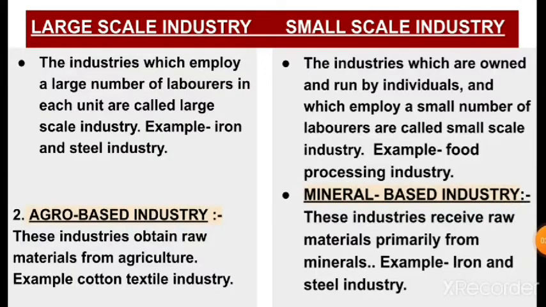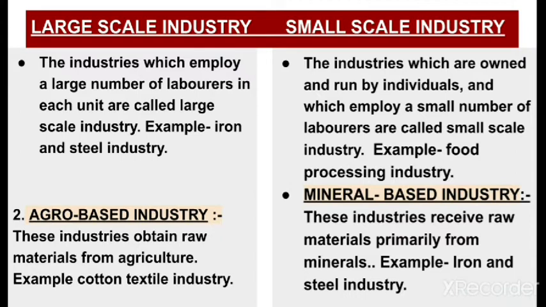Moving on to the next part, that is the differentiate. So the first question is, differentiate between large scale industry and small scale industry. So the answer, in the large scale industry you will write, the industries which employ a large number of laborers in each unit are called large scale industry. Example, iron and steel industry.